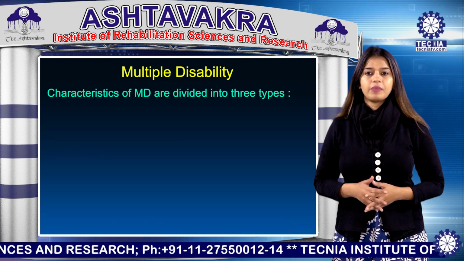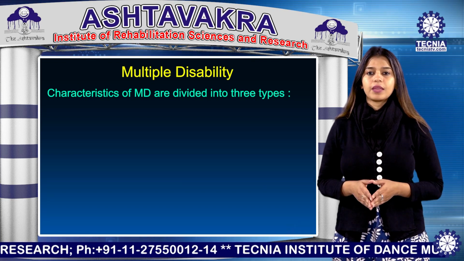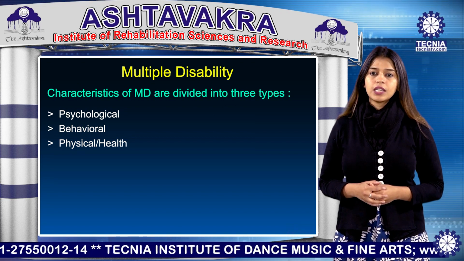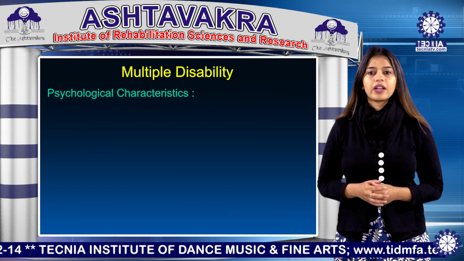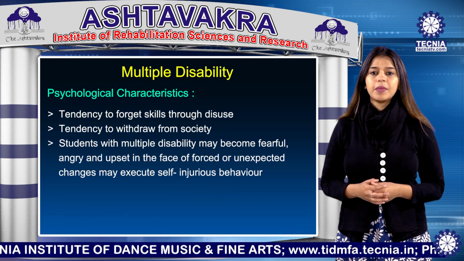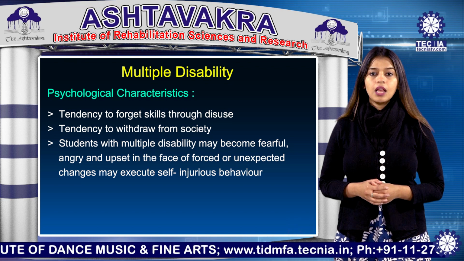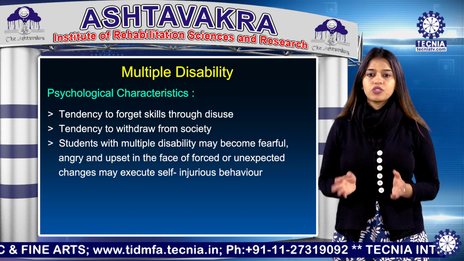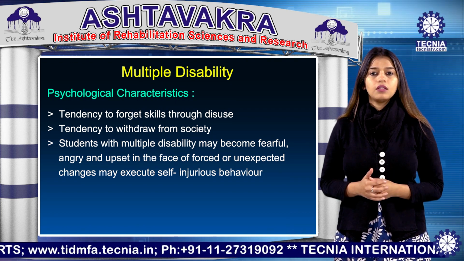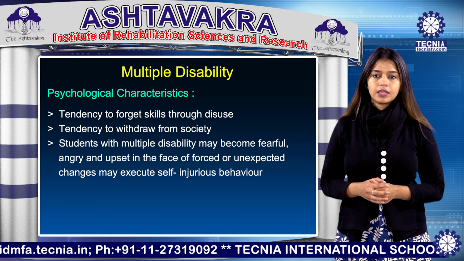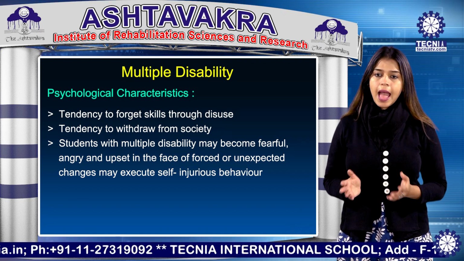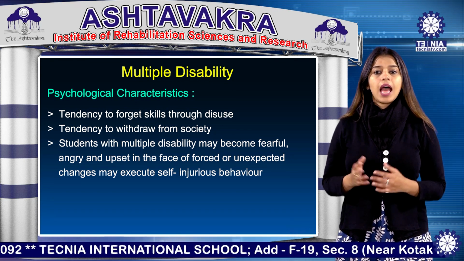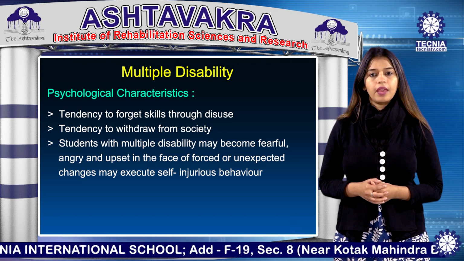So the characteristics of multiple disability are divided into three types. First is psychological, second is behavioral and the third is physical or health. First, psychological characteristics. It explains the tendency to forget skills through disuse. It explains the tendency to withdraw from society. Next, the students with multiple disability may become fearful, angry and upset in the face of forced or unexpected changes, and they may exhibit self-injurious behavior.